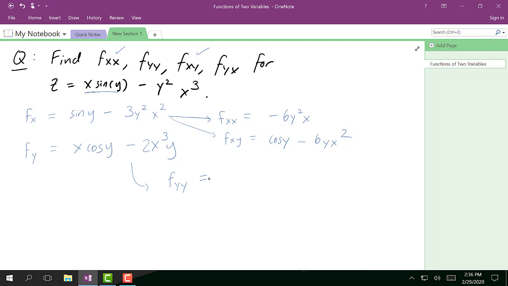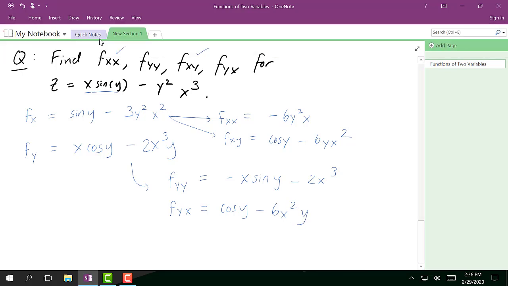Okay, sorry, I'm back. Fyy is going to be negative x sine of y minus 2x cubed, and fyx is going to be equal to cosine of y minus, what do we get here? Fyx is going to be minus 6x squared y.